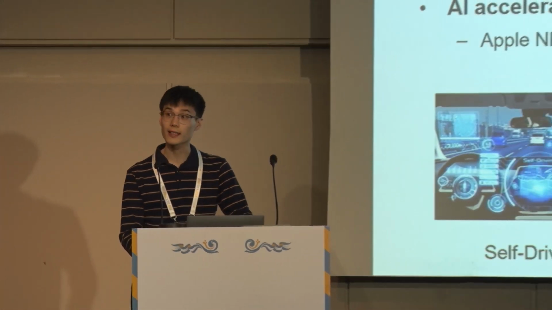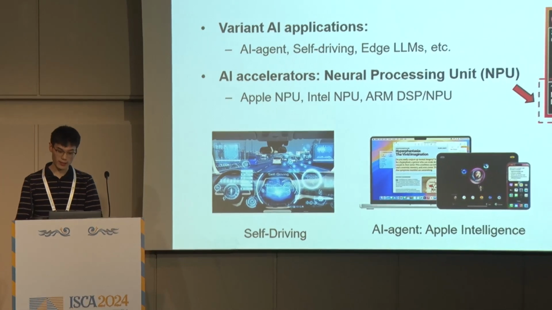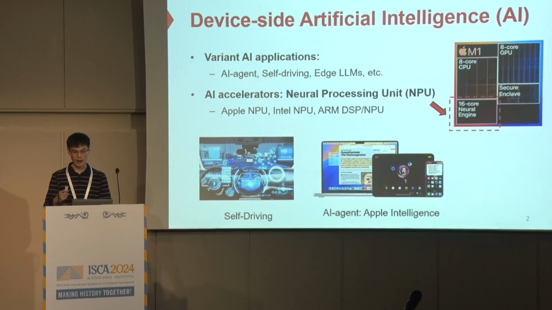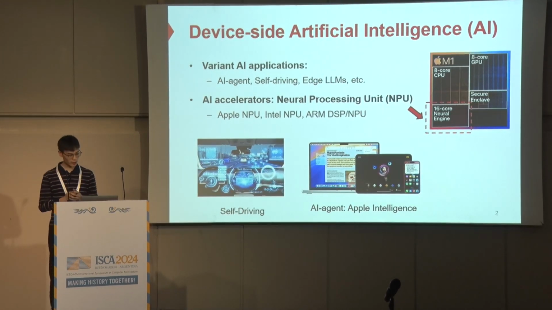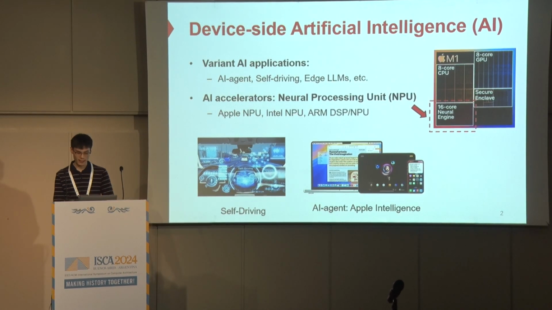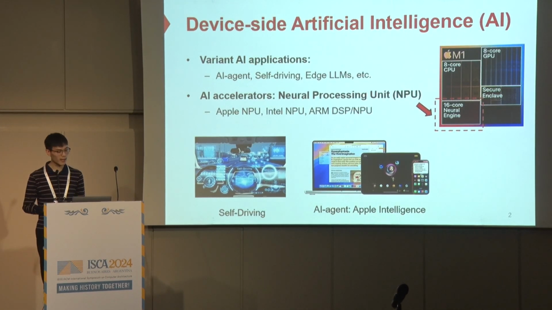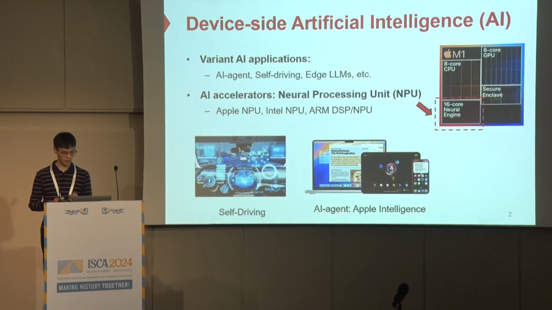Nowadays, we are seeing the continuous development of artificial intelligence on the device side. More and more AI applications have been deployed on mobile phones and smart cars, like AI agents, self-driving, edge LLM, and so on. To facilitate this AI computing on the device, current mobile chips have integrated an AI-specific accelerator called a Neural Processing Unit, or NPU, into the SoC.